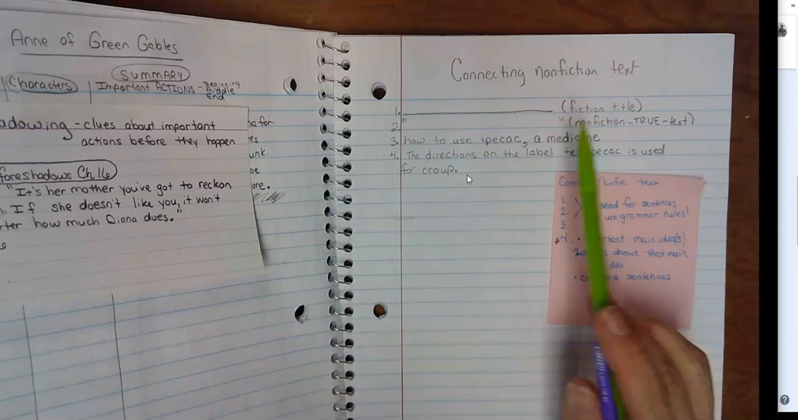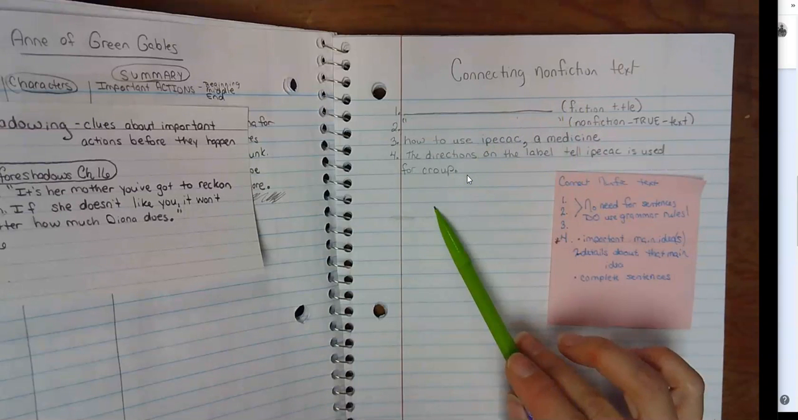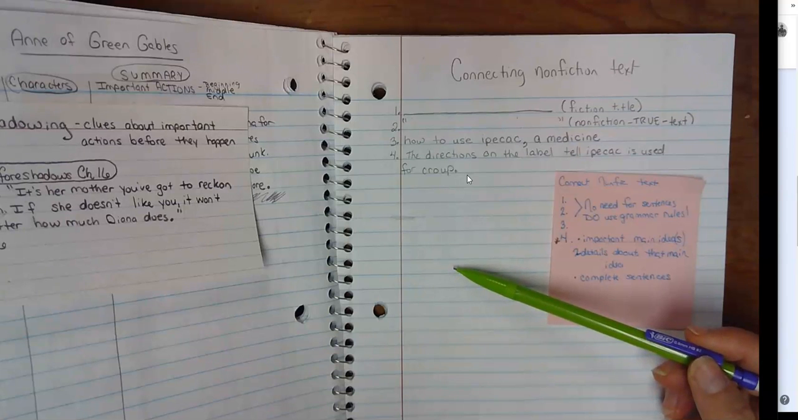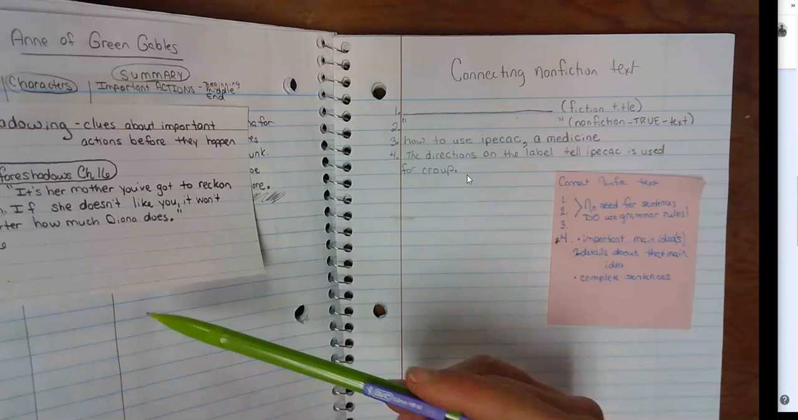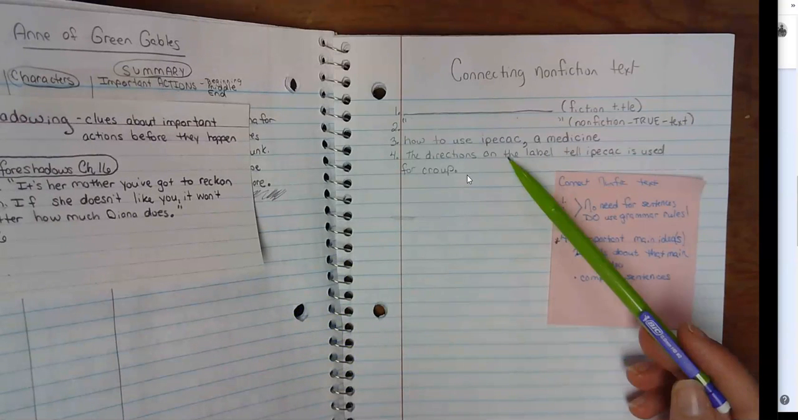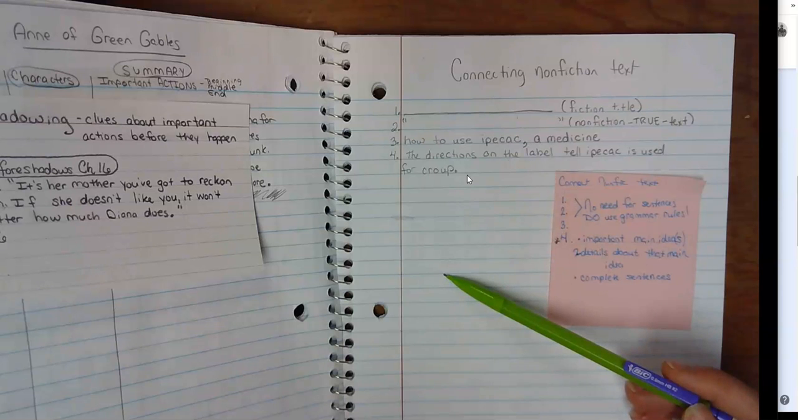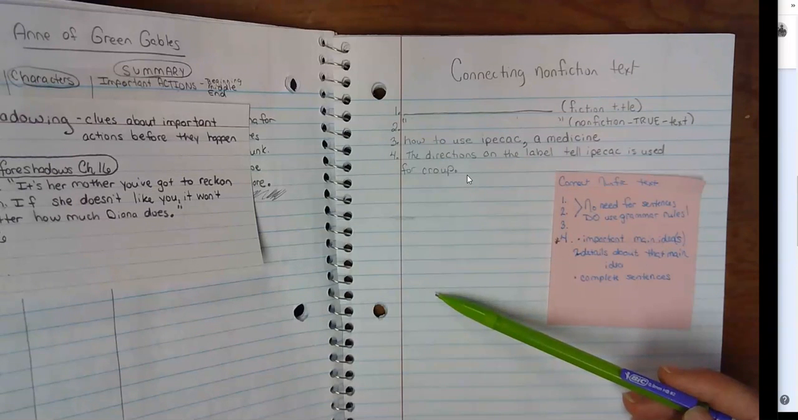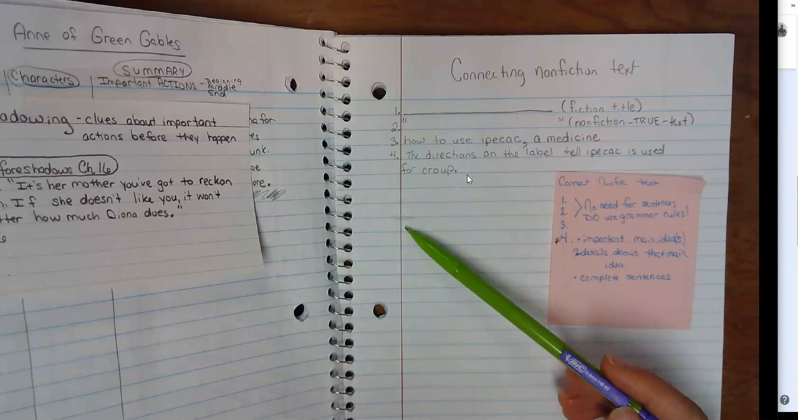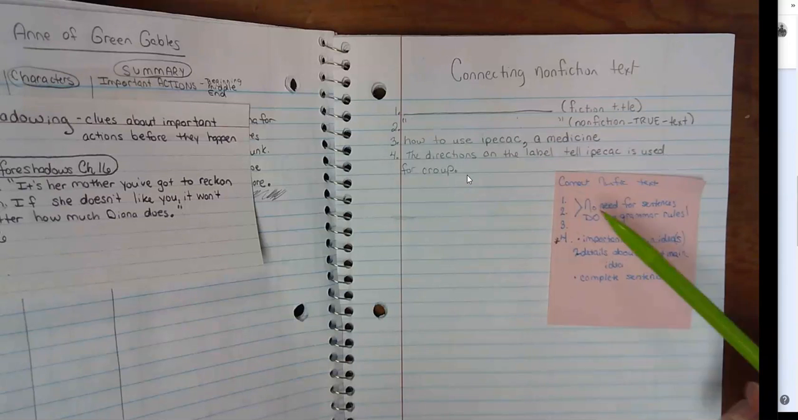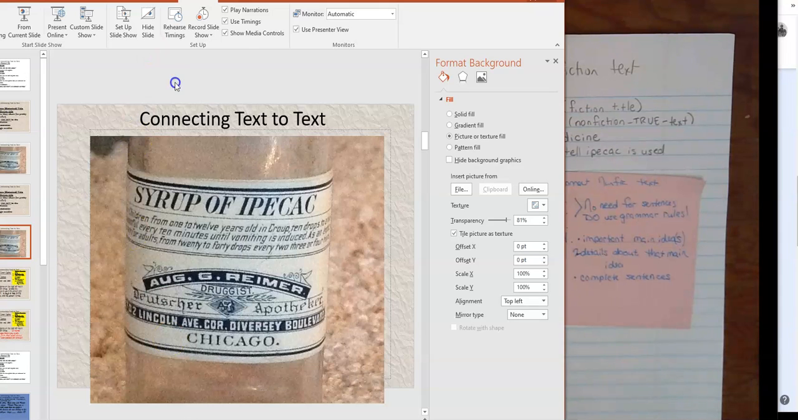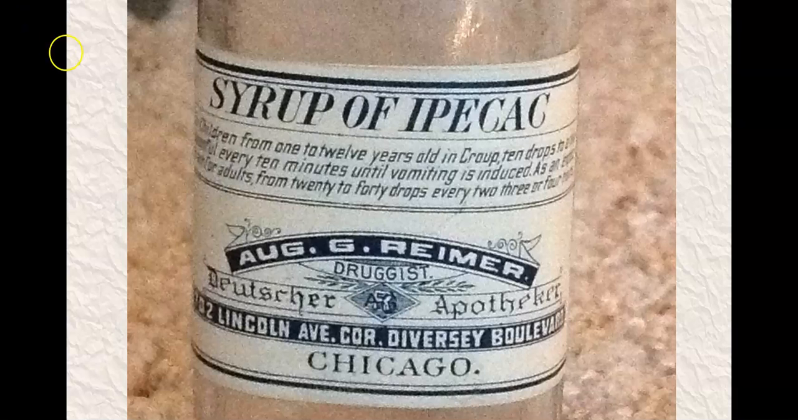Don't take up the whole page, because this is just our investigation of the nonfiction text. After the chapter, I believe it will be number 18, we will come back and say how this nonfiction text helps us understand better the action that happens in our historical fiction book. But today we're just looking at the nonfiction. You need to get 2 more details about that main idea, each detail in its own complete sentence. And I will end this video by showing you this label again, nice and close, so that you have plenty of time to investigate and find 2 more details that tell more about how ipecac is used for croup.